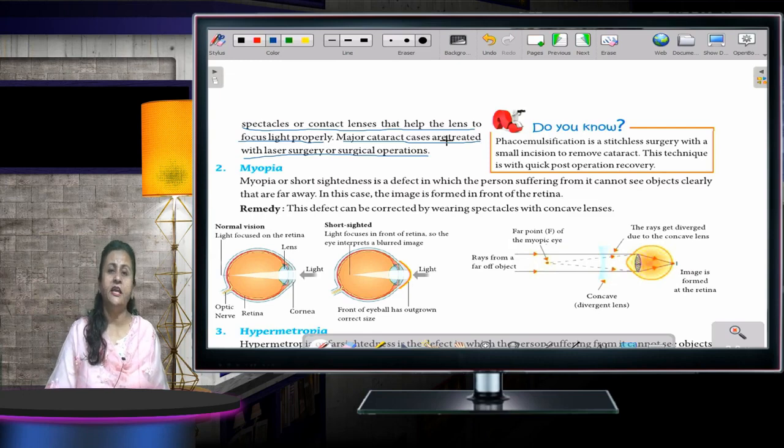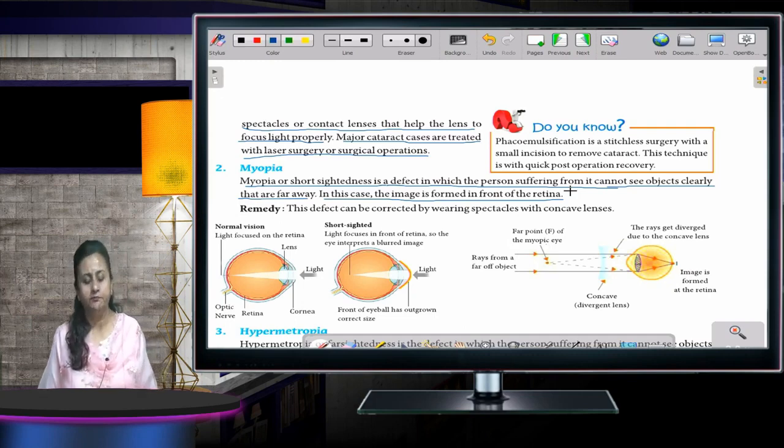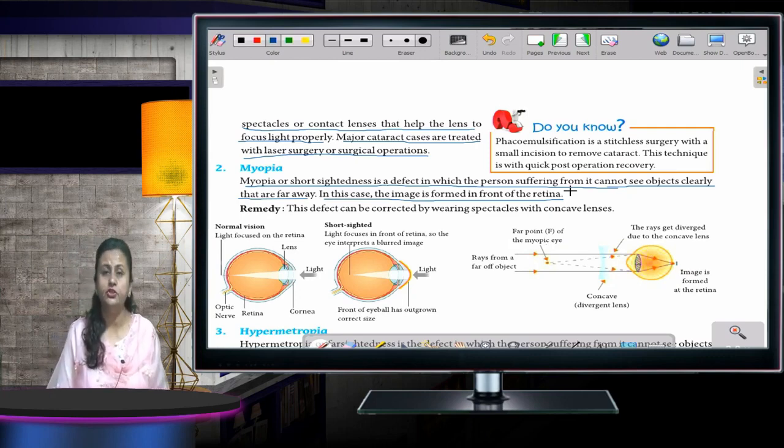Now the second is myopia. Myopia or short-sightedness is a defect in which the person suffering from it cannot see objects clearly that are far away. In this case, the image is formed in front of the retina. And what is the remedy? We go to the doctor and he gives us specs to wear. Myopia is short-sightedness. We are not able to see things which are at a far distance.